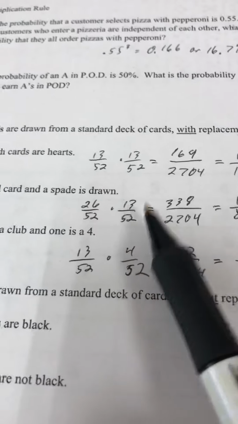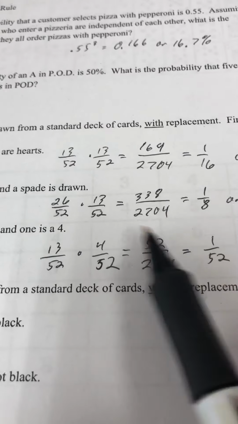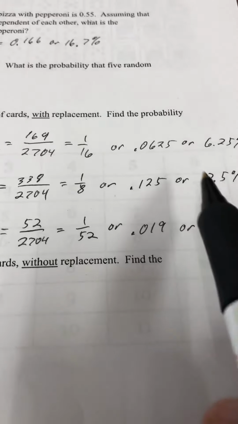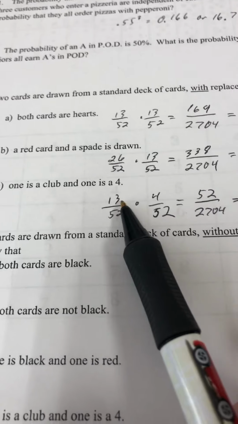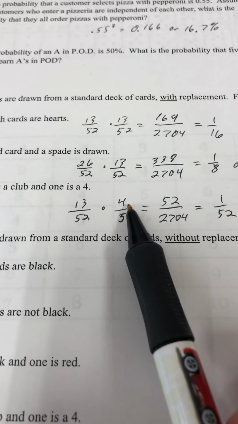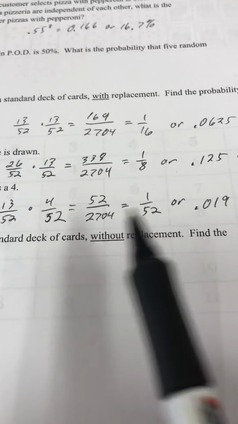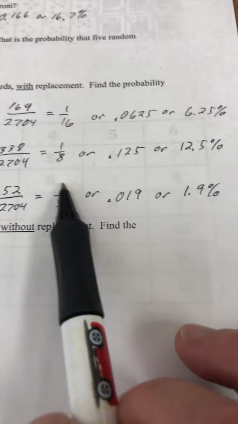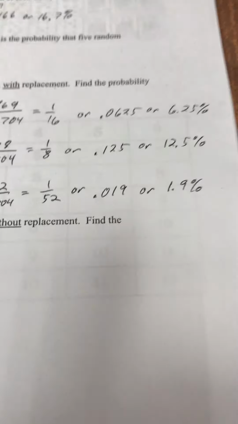And then a spade, from that page I just showed you, there are 13 spades. So just multiply numerator and denominator. You get 1/8 or 0.125 or 12.5%. And then C, 1 is a club and 1 is a 4. So clubs are 13 out of 52. A 4, there's 4 4s out of 52 in a deck of cards. So that'd be 52 over 2,704, or 1 over 52. If I divided 1 by 52, I get 0.019 or 1.9%.